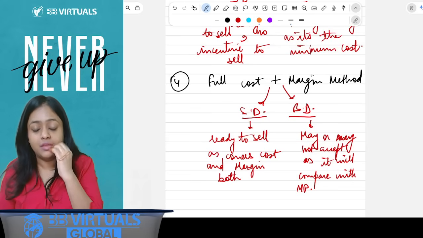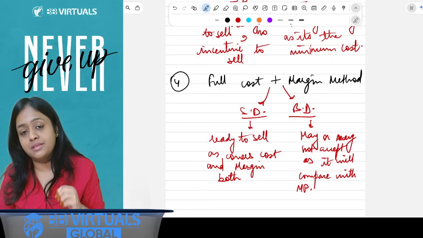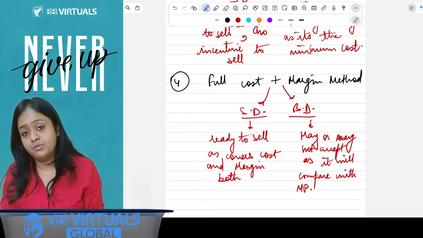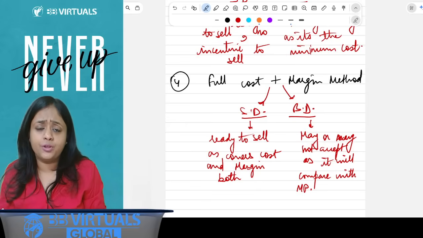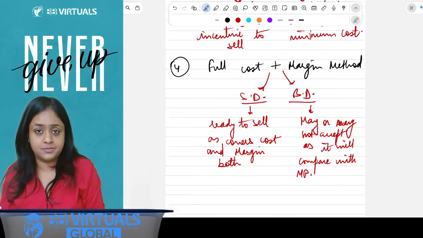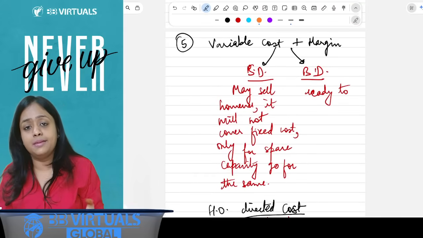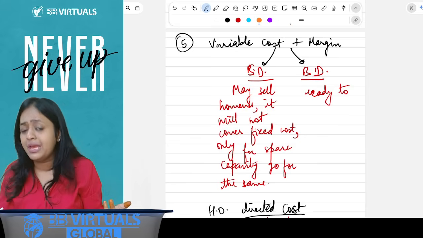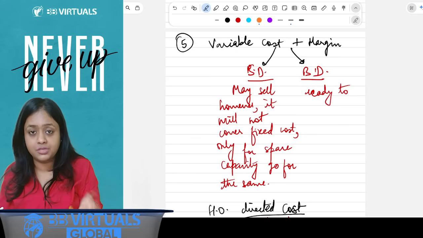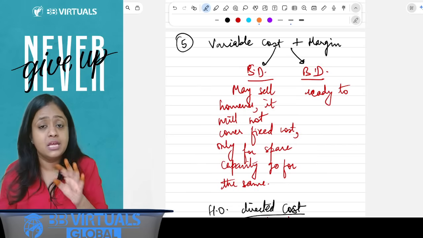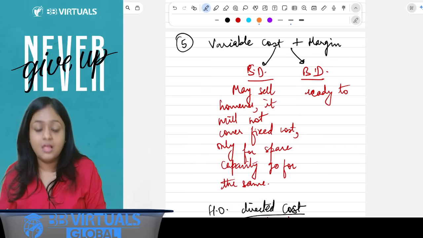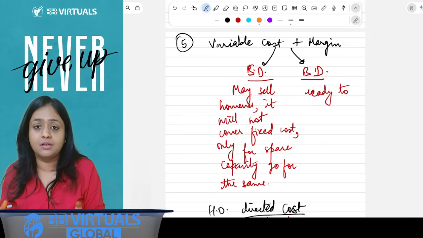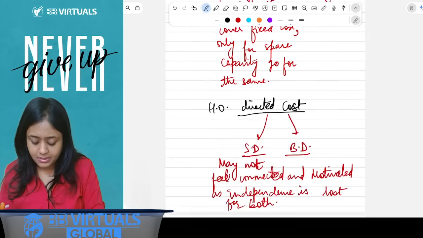There's one more method, full cost plus margin method, where on the full cost we add a markup. Selling division will be happy to sell. Buying division will be happy to buy if it is lower than the market price. Again, on the same lines, we can have variable cost plus margin method. Yes, selling division may be happy to sell because it has some margin, but if it is not covering the fixed cost, then they may not be happy to sell. However, I think buying division will be ready to buy because it will certainly be lower than the market price.